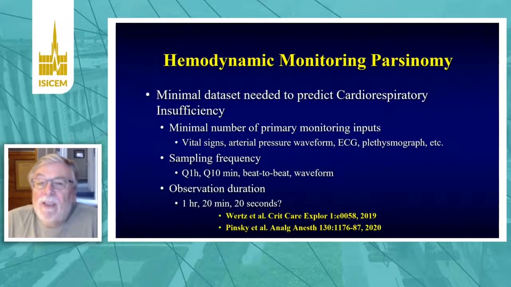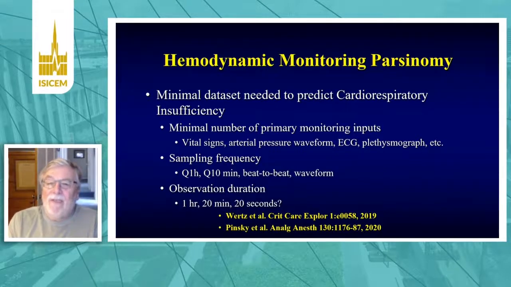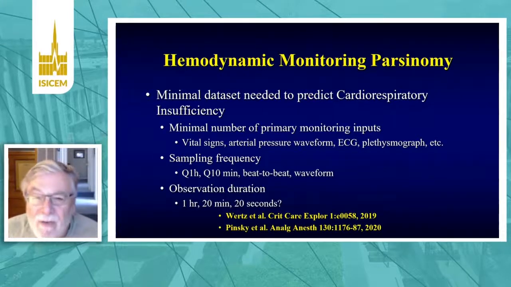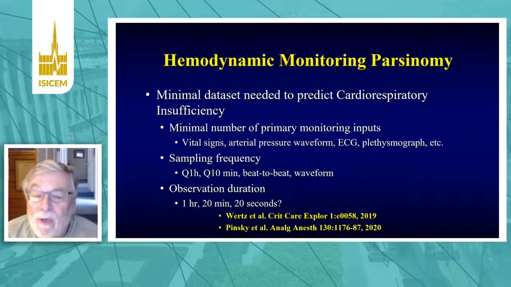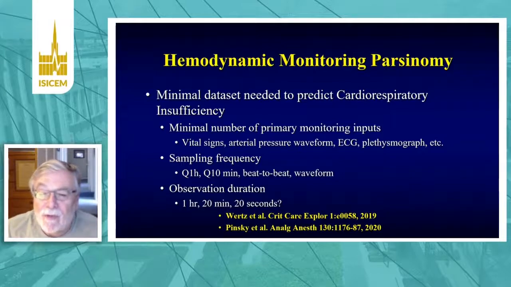So what we then wanted to do was ask the question, what is the minimal data set we need to predict insufficiency? Because you can't measure everything on everybody at all times. And we refer to this approach as hemodynamic monitoring parsimony. What is the minimal number of primary input variables like vital signs, arterial waveform, ECG, plethysmograph, et cetera, and how often you need to see the data, every hour, every 10 minutes, beat to beat, or in waveform. And how long do you have to observe? An hour, 20 minutes, 20 seconds.